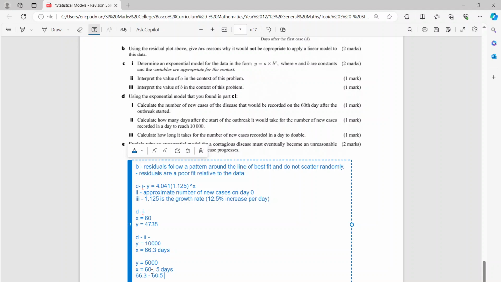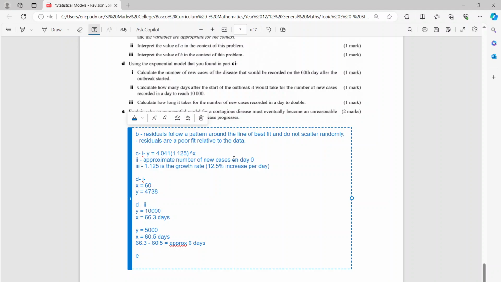I'm going to approximate to the nearest day, because this is counting days anyway. I've done some decimals, but I think it's appropriate. Approximately 6 days. Explain why exponential models might eventually become unreasonable.